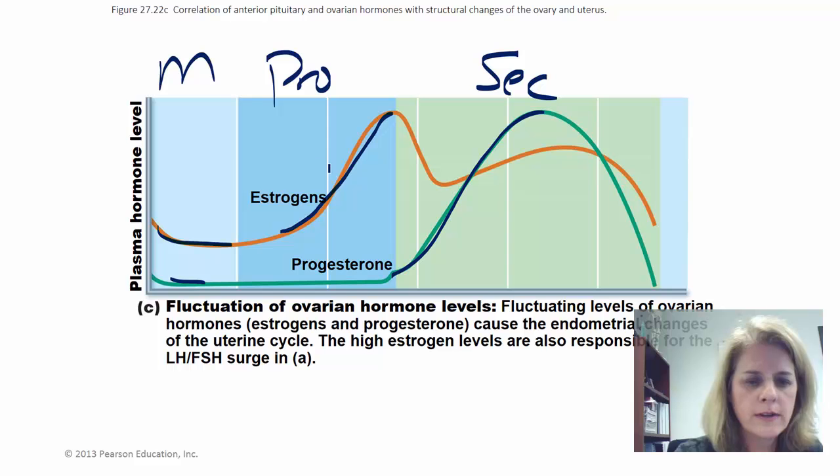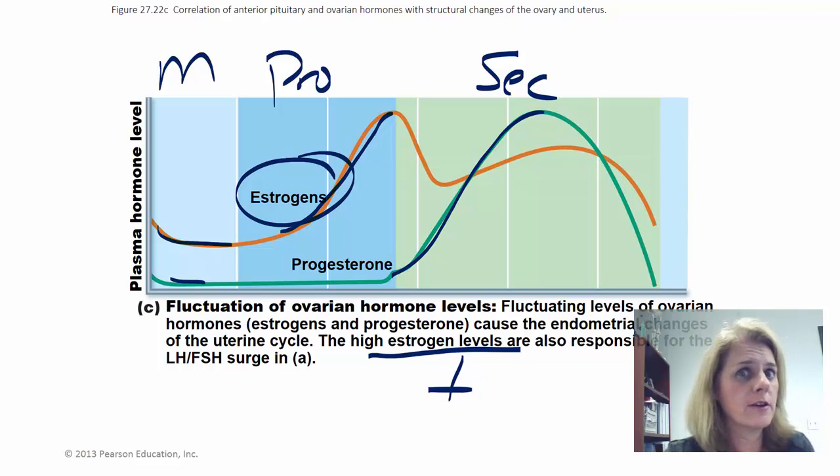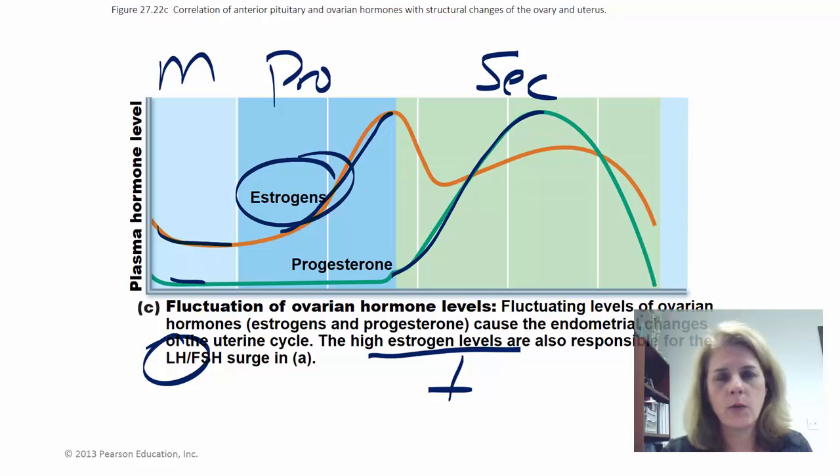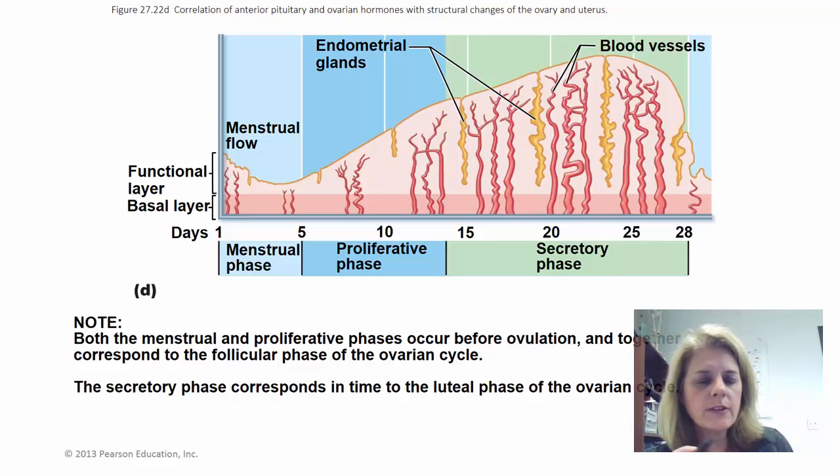Remember, why is it important to have those rising estrogen levels? The high estrogen levels are responsible for that positive feedback. So go back to your ovarian cycle: rising estrogen levels are positive feedback causing that LH surge. So we have to tie in what we learned about the ovary to the uterus. Just to review.